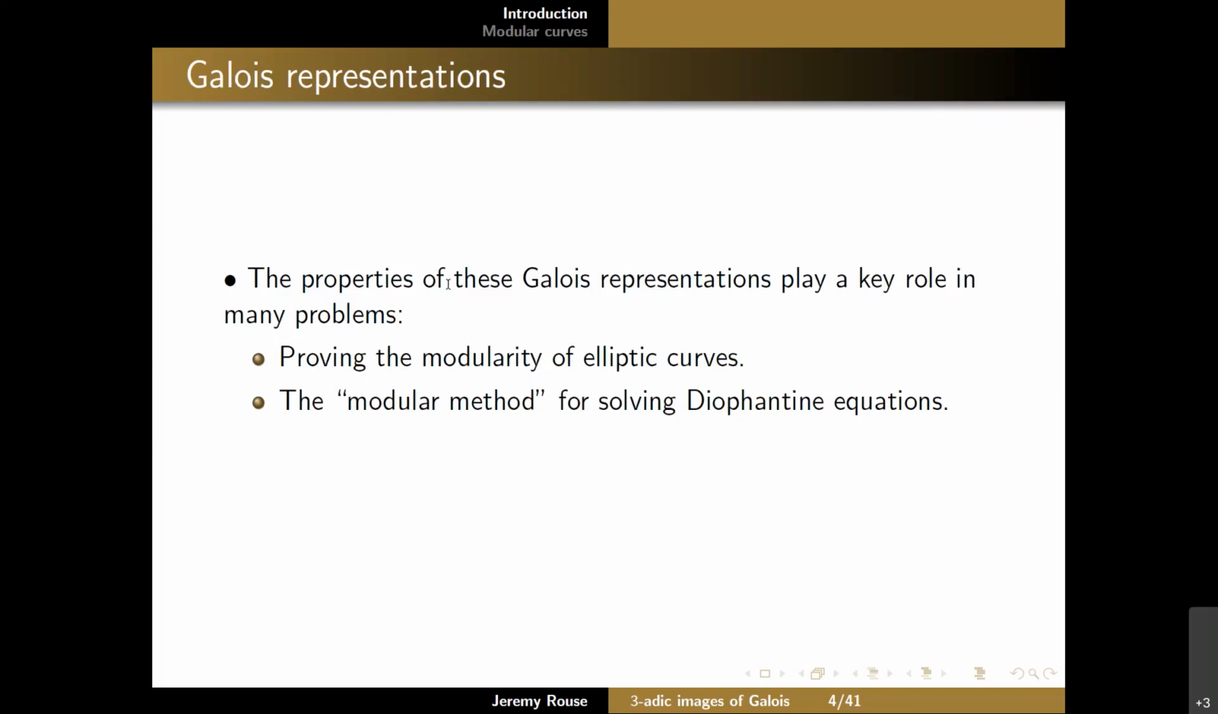Another application, in a different direction, is the inverse Galois problem for PSL2(F_p). There was a lot of early work realizing PSL2(F_p) as a Galois group for various specific primes p using elliptic curves. And then the problem was eventually finished off by David Zywina, also using Galois representations attached to elliptic curves.